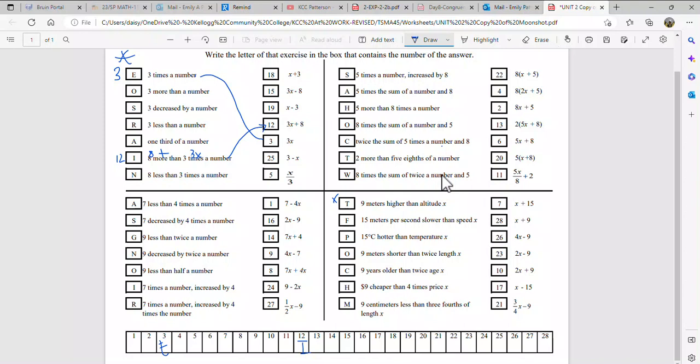Now I'm going to go to this one because this bottom quadrant is one that gives a lot of people problems. So this is 9 meters shorter than. So remember, that's another word for less than. So less than means this 9 is going to be in the back. Twice the length minus 9. It's 9 meters shorter than or less than twice the length. So that means O is going to be right here in box 23.